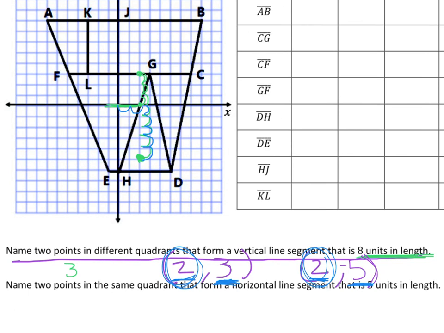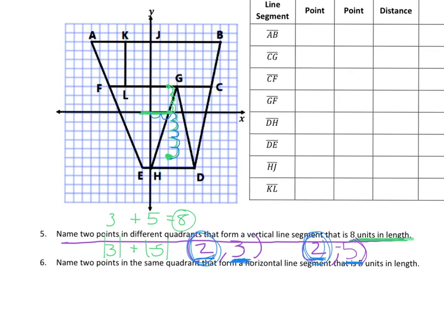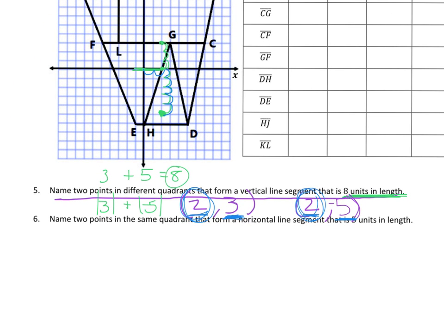And I'll show you the absolute value piece. I know the absolute value of 3 is 3. And the absolute value of negative 5 is 5, and that's where my 8 units comes from. Because they're different signs, it means that I'm going to add them. So that's what you'll be doing for the next problem. They need to be in the same quadrant, and they form a horizontal line.